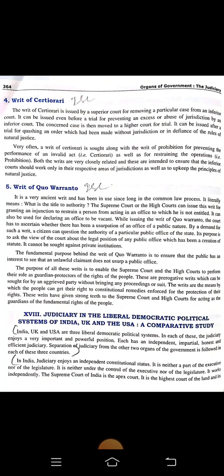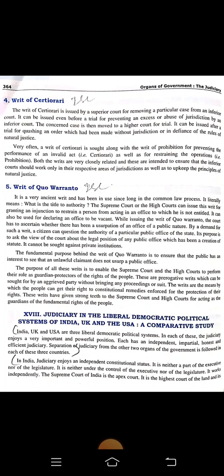While issuing the writ of quo warranto, the court has to ascertain whether the office in question is of a public nature or not. The fundamental purpose of quo warranto is to ensure that the public has an interest to see that an unlawful claimant does not prevail in a public office.